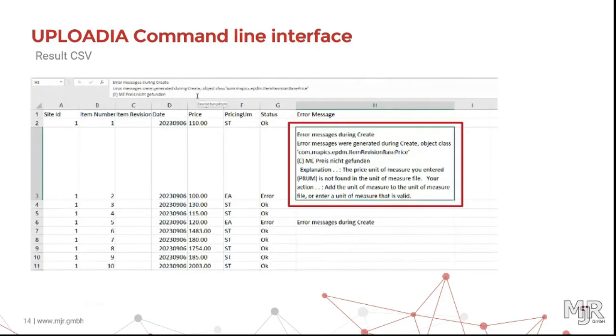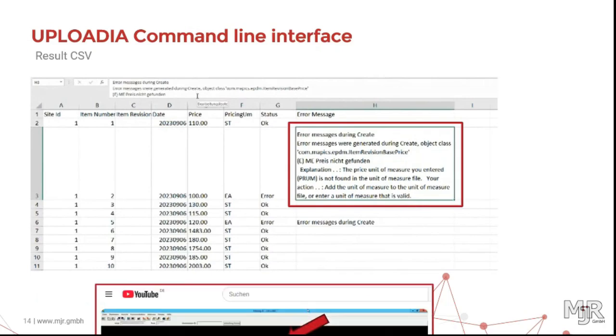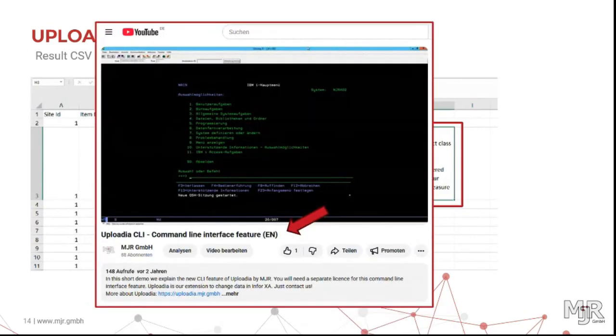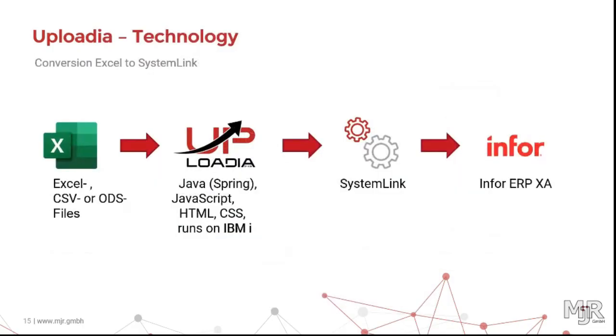in the result CSV. And we also have a video for that because we will not show the whole command line interface feature today. We show two other examples, but here we have more details in the Uploadia CLI video on YouTube also. You can search for the name and then you will find it in our channel.